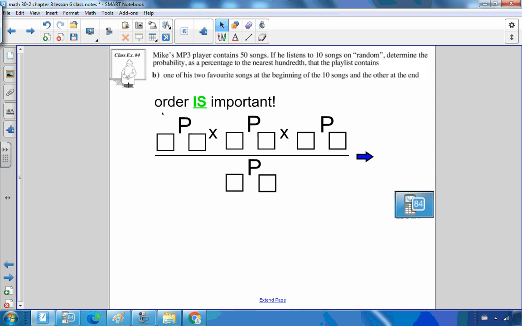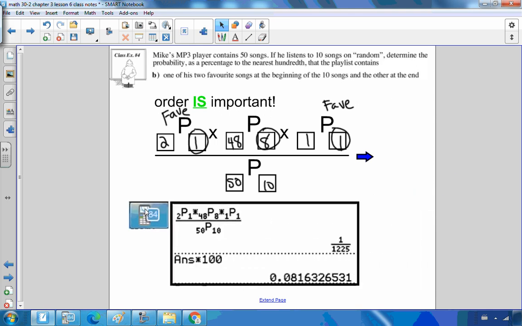Okay, so he's got a favorite song at the beginning and a favorite song at the end. So of his two favorite songs, I want one there. I'm left with one favorite song and I want one there. Okay, I am left with, of the 48 songs, I want to choose 8 of them to make up my playlist. 1, 8, and 1, that adds up to 10. Out of my 50 songs in total, and I am arranging or selecting 10. So I can put it into my calculator exactly like that.